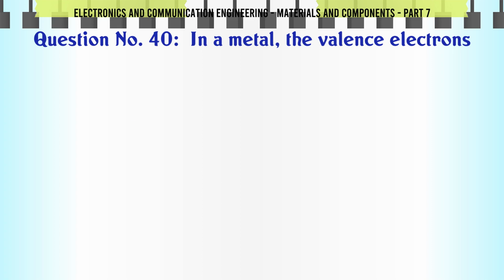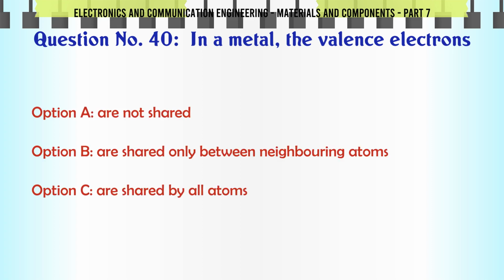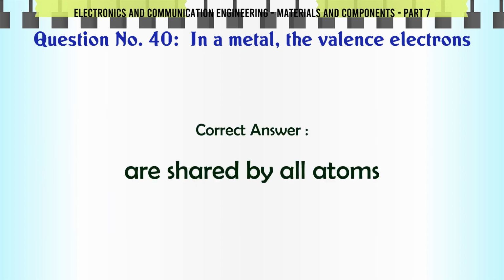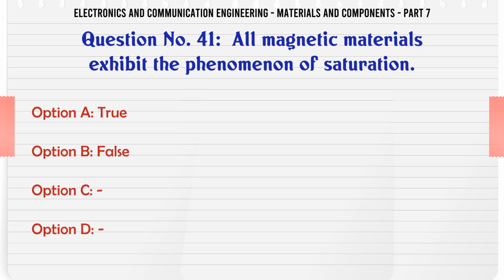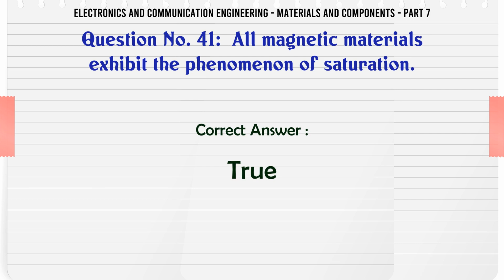In a metal the valence electrons: A. are not shared, B. are shared only between neighboring atoms, C. are shared by all atoms, D. either B or C. The correct answer is are shared by all atoms. All magnetic materials exhibit the phenomenon of saturation. A. True, B. False. The correct answer is true.